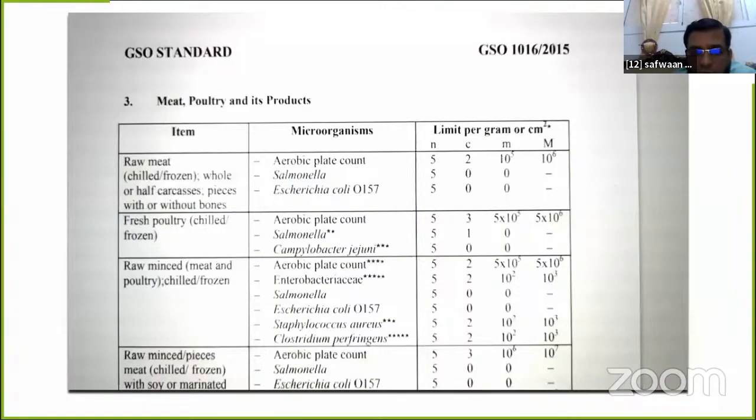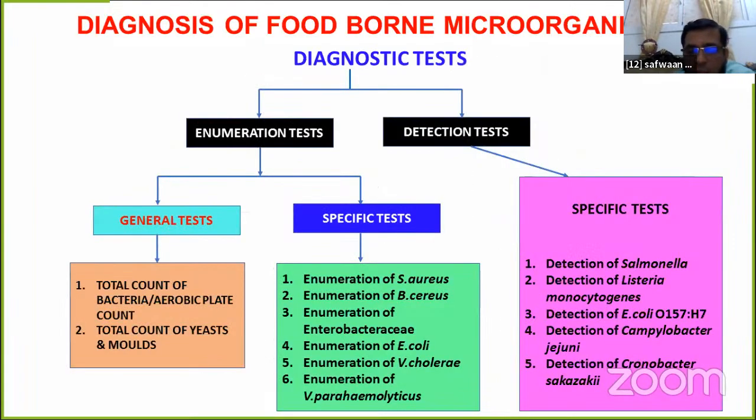Here, I go back to the previous slide just to show you the permissible level of Salmonella and E. coli O157. If you can see in the raw meat, 0. E. coli O157, 0. Come down to fresh poultry, Salmonella, Campylobacter jejuni is 0. Salmonella is 1, but there is a star mark there. It is for a different type of food. Then raw minced food, you can see Salmonella 0, E. coli 1570. So generally, for all detection organisms the permissible level is 0. Even if one organism is detected, the food is unsafe for human consumption.